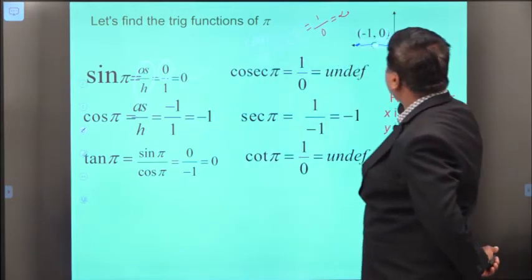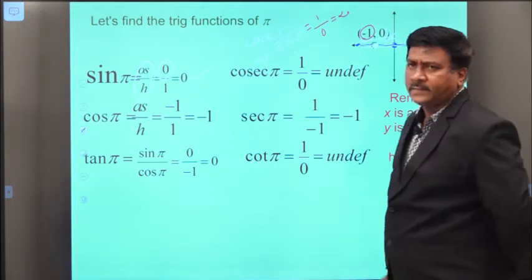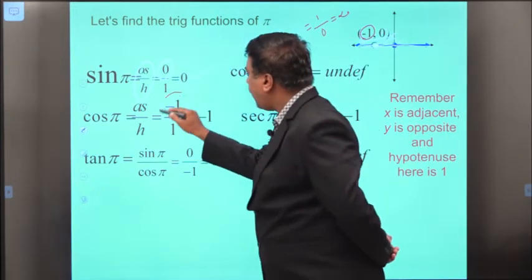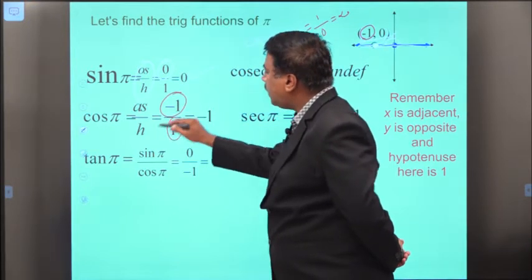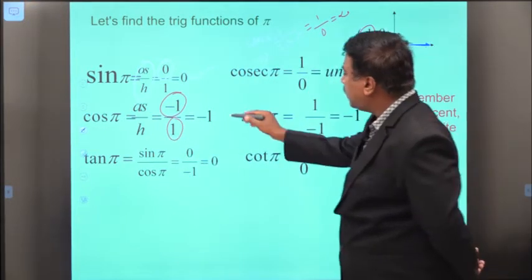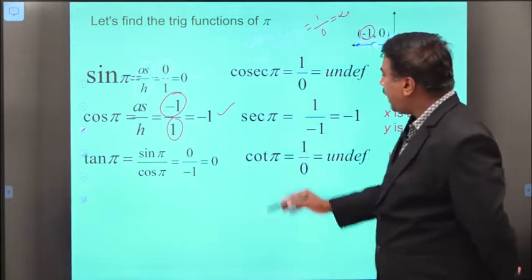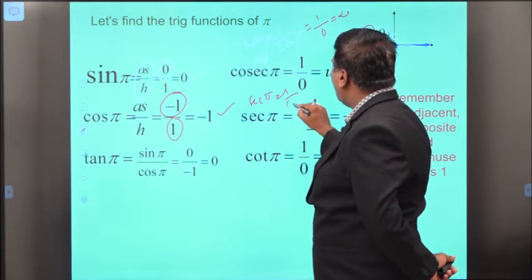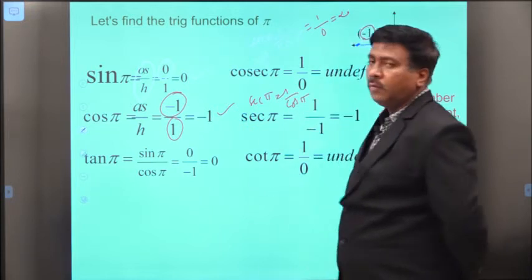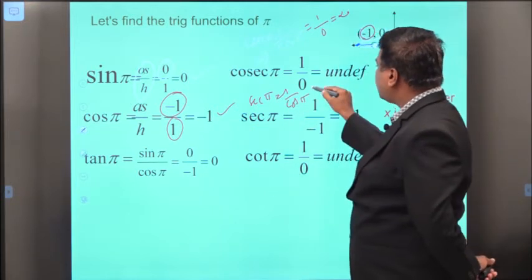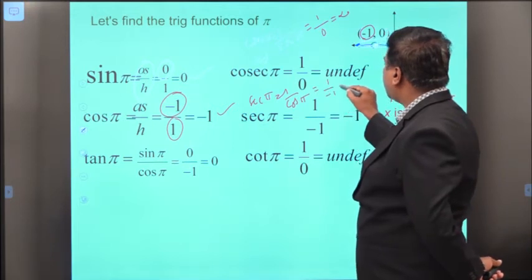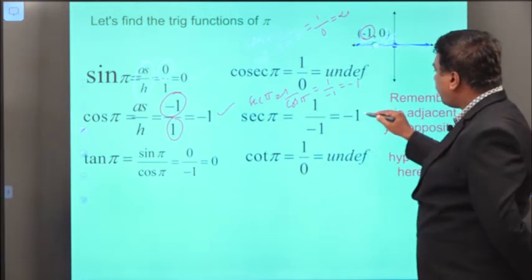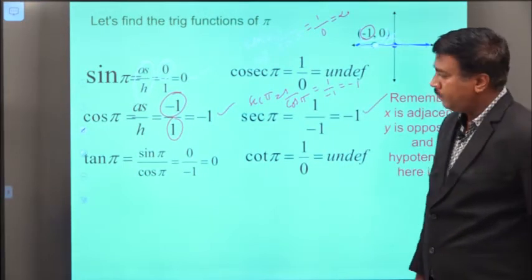In a similar way, cos pi is equal to adjacent side by the hypotenuse. The adjacent side value is minus 1 because it lies on the negative side of the x-axis, and the hypotenuse value is 1. Then this value is equal to minus 1. Similarly, secant pi is equal to 1 by cos pi, which is 1 by minus 1, equal to minus 1 only. Therefore, the secant of pi value is also minus 1.